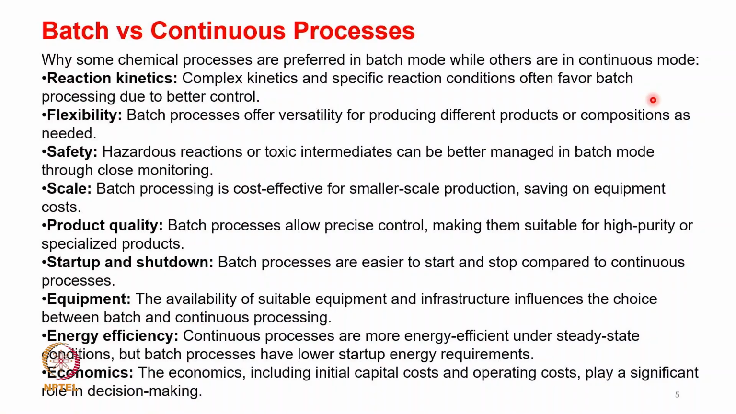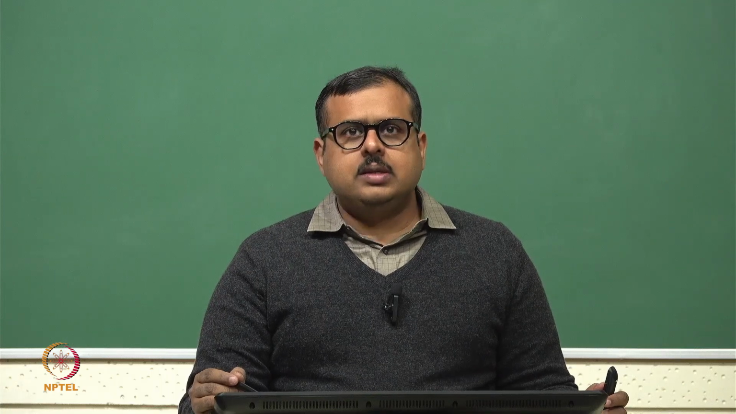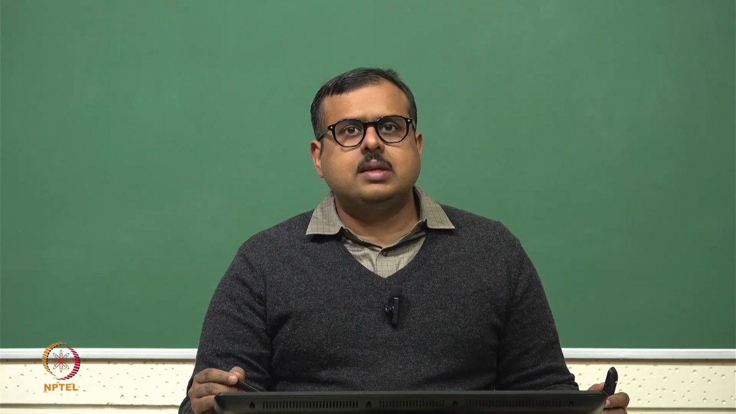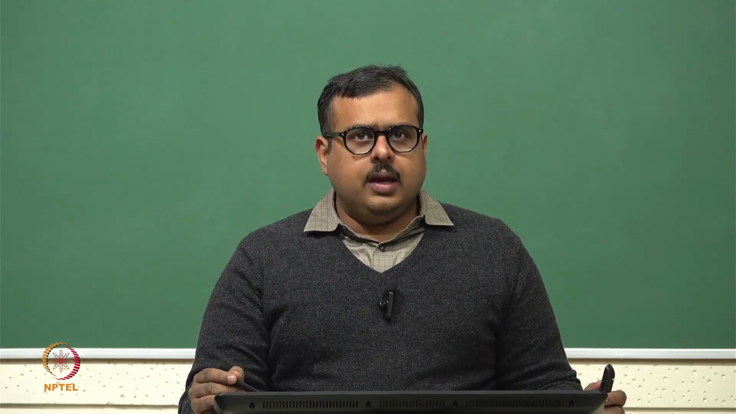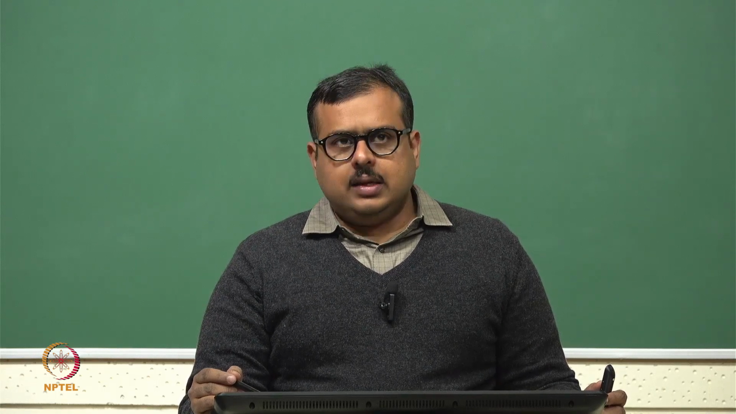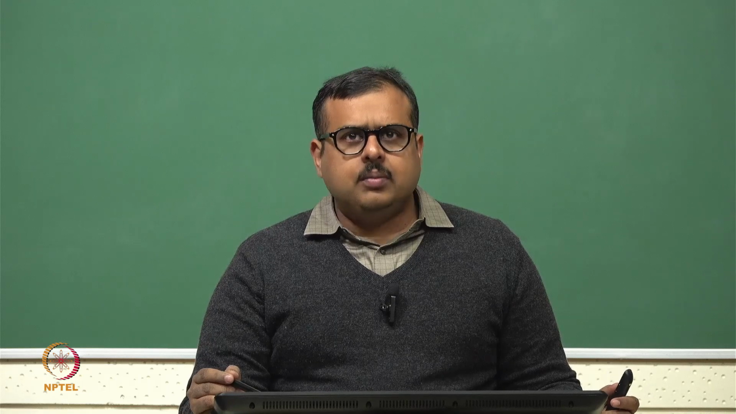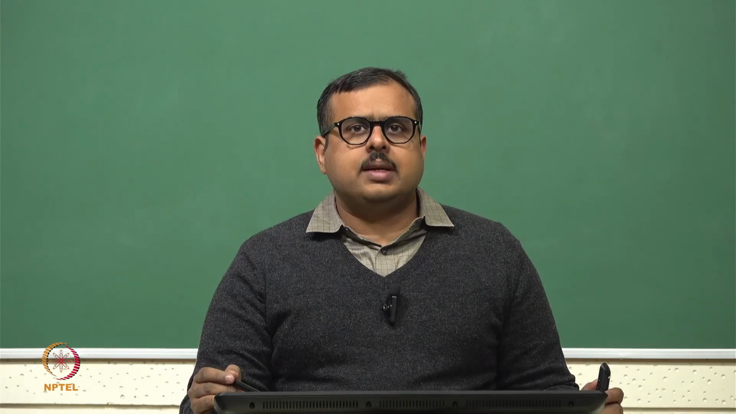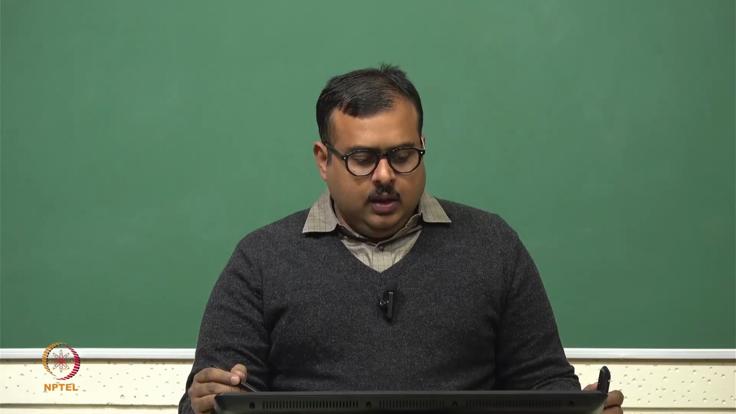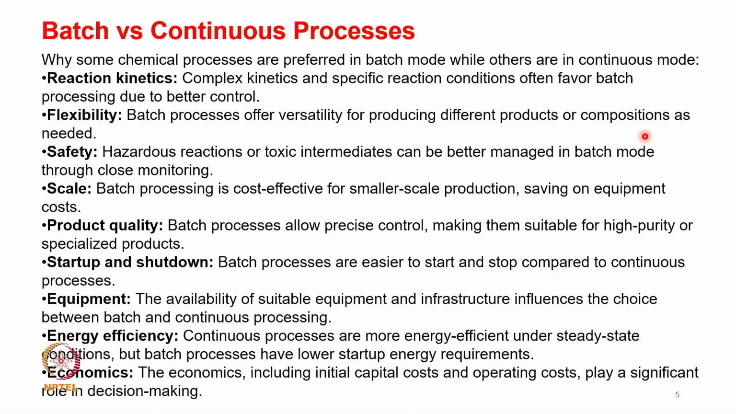Complex reaction kinetics and better reaction conditions often favor batch process due to better control. Batch process essentially means that you charge the reactant, or the desired process input ingredients, into your batch reactor. We have learned about batch reactor in the previous classes. And you let the process continue until the desired target is achieved, and you take out the product and separate them, or even do various downstream tasks that you would like to do.